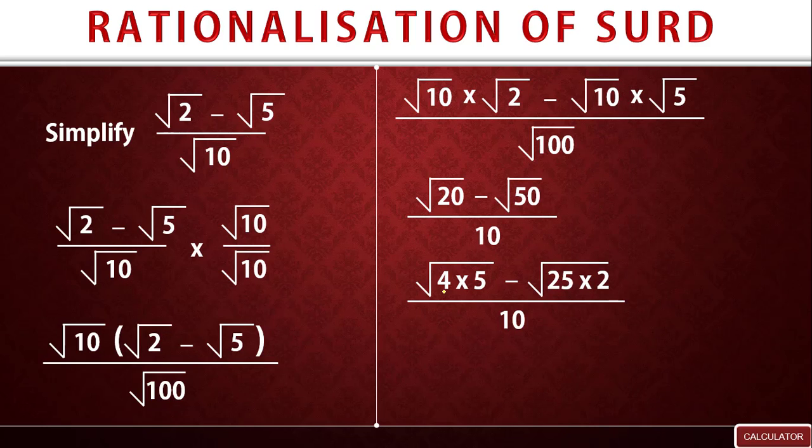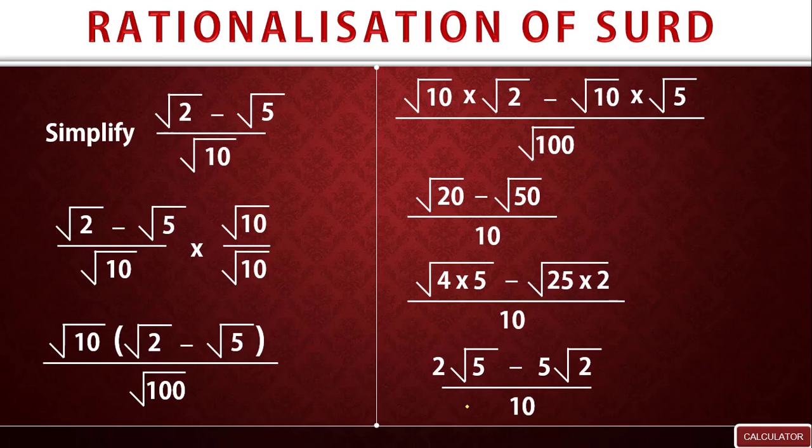So square root of 4. What is the square root of 4? If we break this down, we have square root of 4 times square root of 5, and the square root of 4 will give us 2. So we have 2 root 5 there, minus, if we break this down, square root of 25 times square root of 2. So what's the square root of 25? That will give us 5. So we have 5 times root 2. That will give us 5 root 2 there, divided by 10.